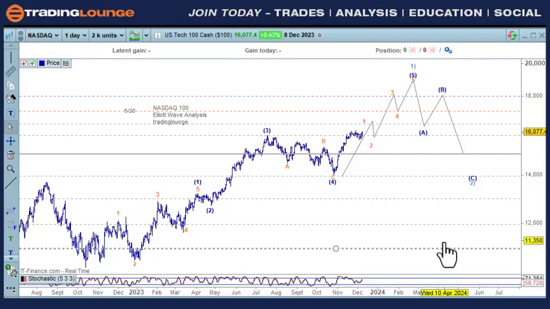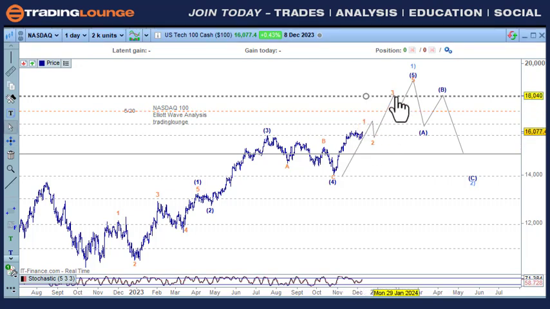Welcome to Trading Lounge and the US tech stocks, starting with the NASDAQ here on the daily chart. So we are looking at a wave 1 and then a wave 2 and 3, 4, 5 to move to the upside. There's two types of patterns in the stocks, and one of them is that we are pushing up for wave 1 here, and there's other markets that have pushed up for wave 1 already and have moved down.